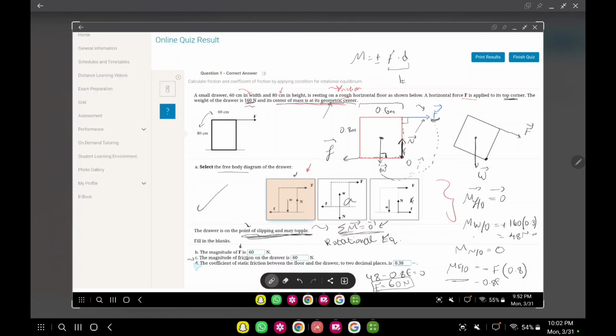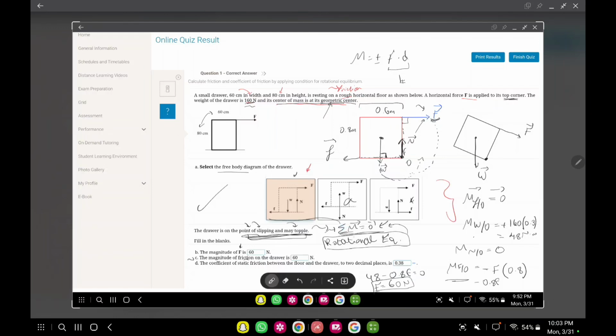Before going to part C and solving the friction, I just want to recap what happened here. For part A, we worked with sigma M equals 0. Why am I doing this? Because we have a moments question and they're talking about the point of slipping and it may topple. As soon as you see this, know that you have rotational equilibrium. And the first thing I think about with rotational equilibrium is sigma M equals 0.